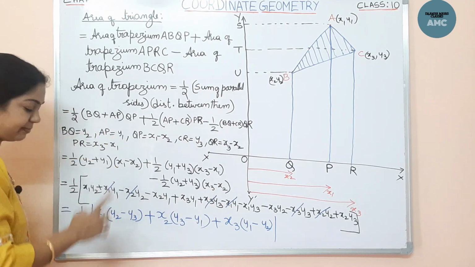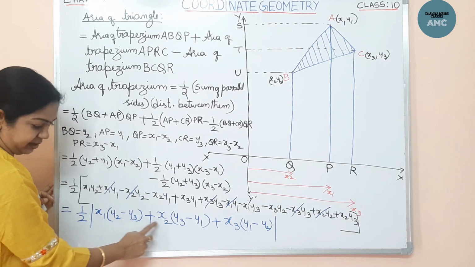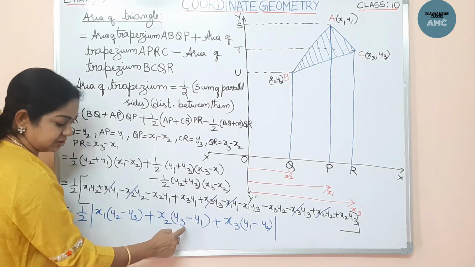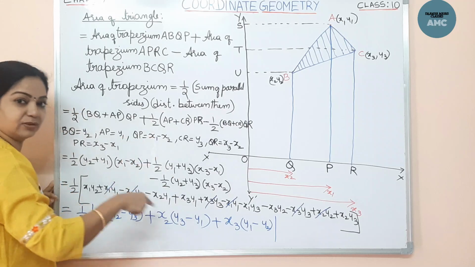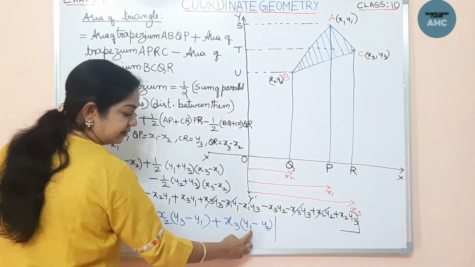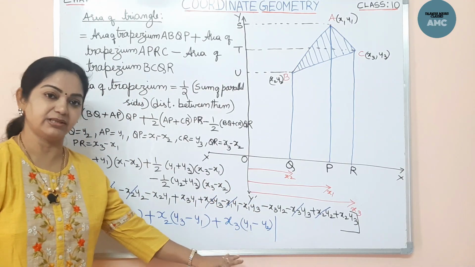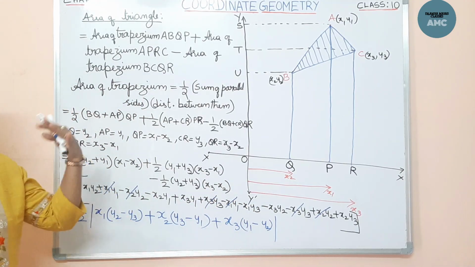x1, simply remember x1. After 1, 2 and 3. y2, y3. x2, after 2, 3. After 3 again 1. Cyclic. 1, 2, 3, 3, 1. Okay. x3, y1, y2. Like that you have to remember. No need of by-hearting the formula. This is the area of a triangle in the coordinate axis.